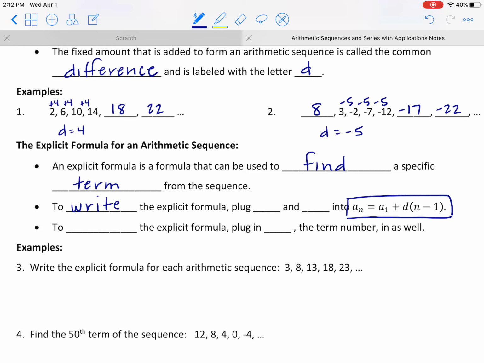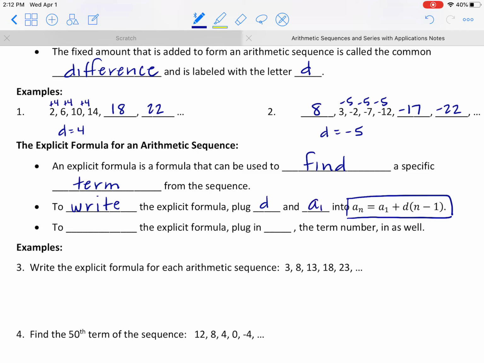If we wanted to write an explicit formula for a specific list, then the only variables that would be replaced there would be D, which is our common difference, and then a sub 1, or in either order. A sub 1 representing the first number on the list. So let me get rid of the box.